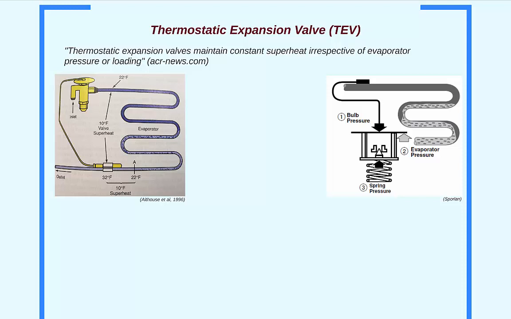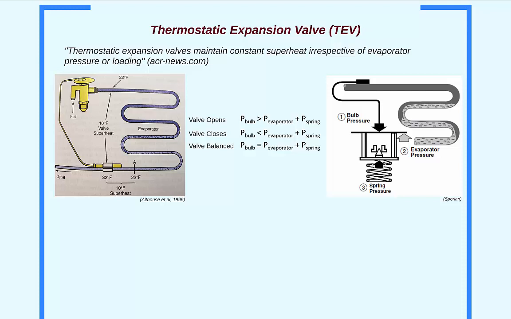The sensing bowl pressure exerts an opening force on the valve. The evaporator and spring pressures exert forces in the closing direction. As you can see from the image, if bowl pressure is greater than the evaporator and spring pressure, the valve will open. If P bulb is less than P evaporator plus P spring, a closing force acts on the diaphragm, moving the needle back to the resting point and restricting the flow of refrigerant.